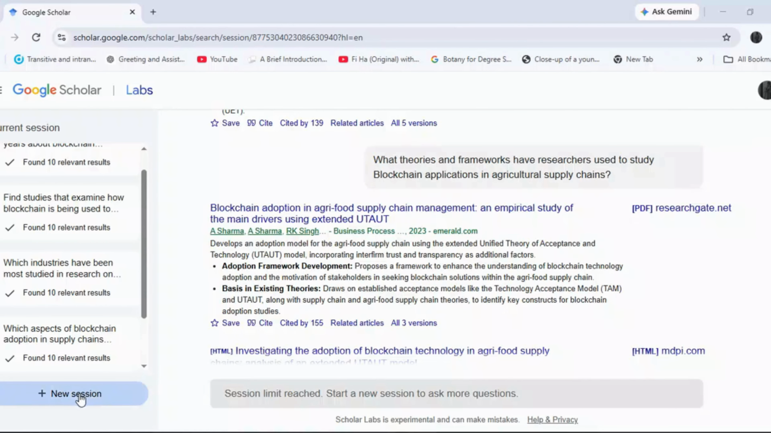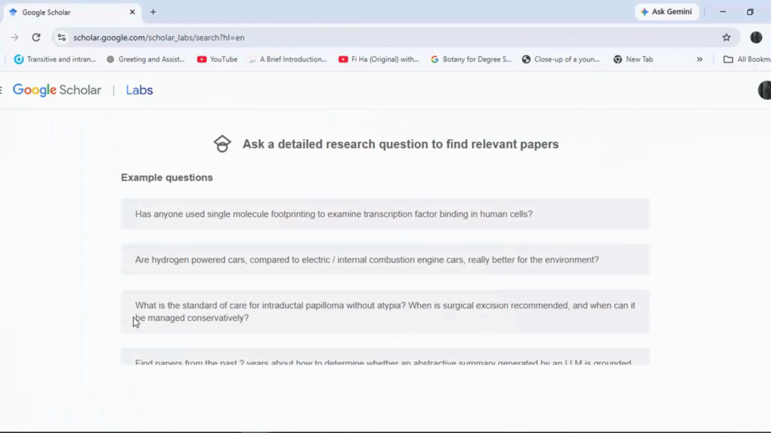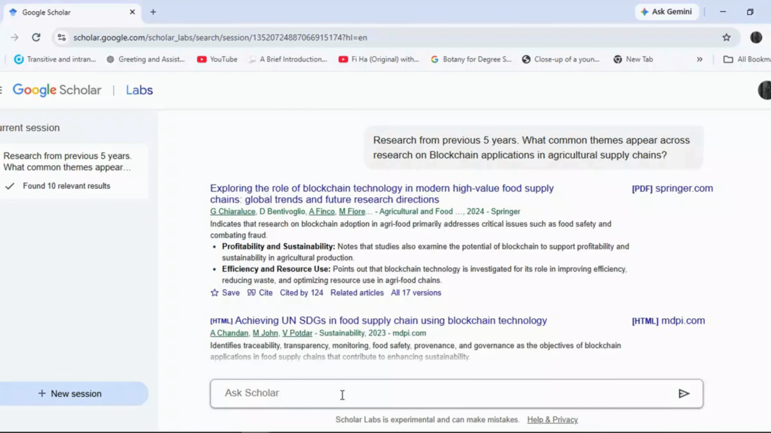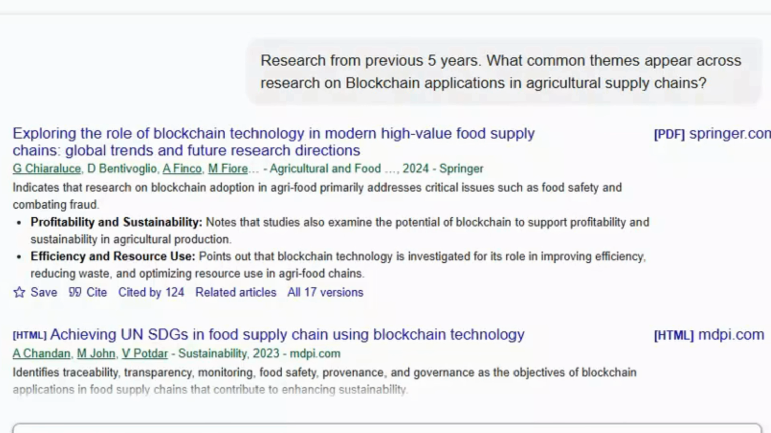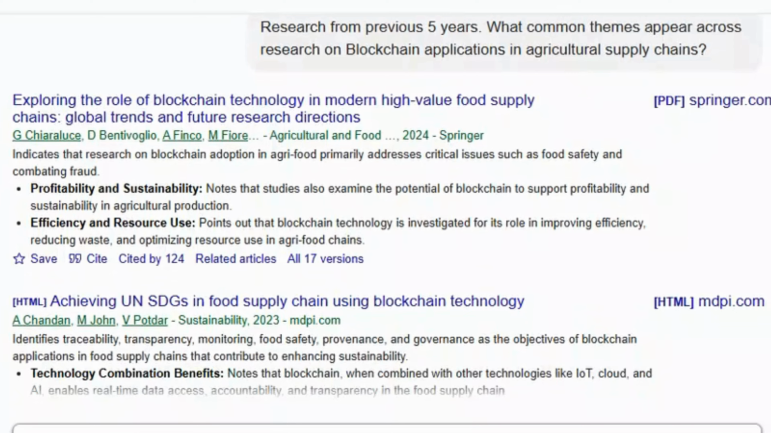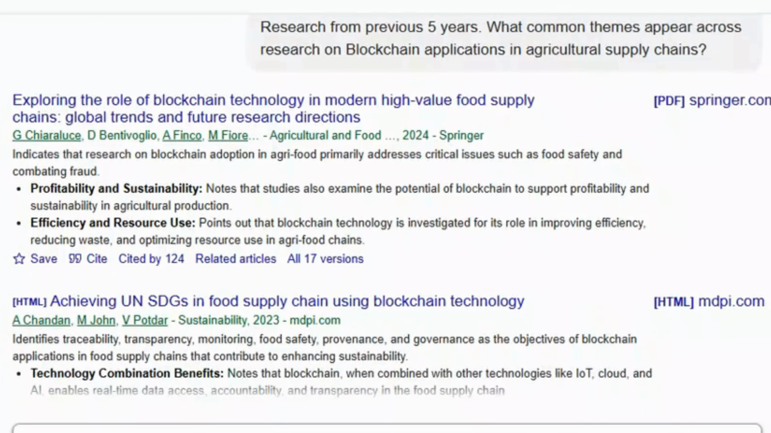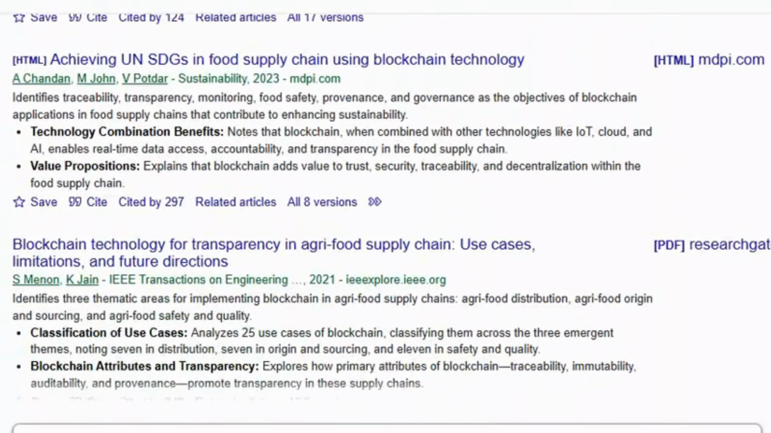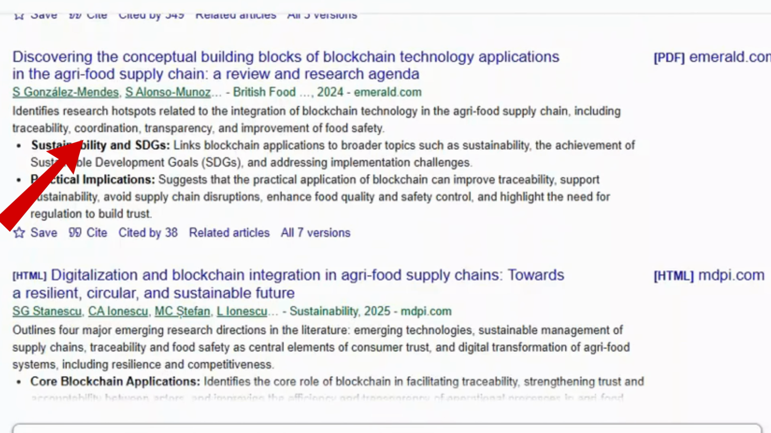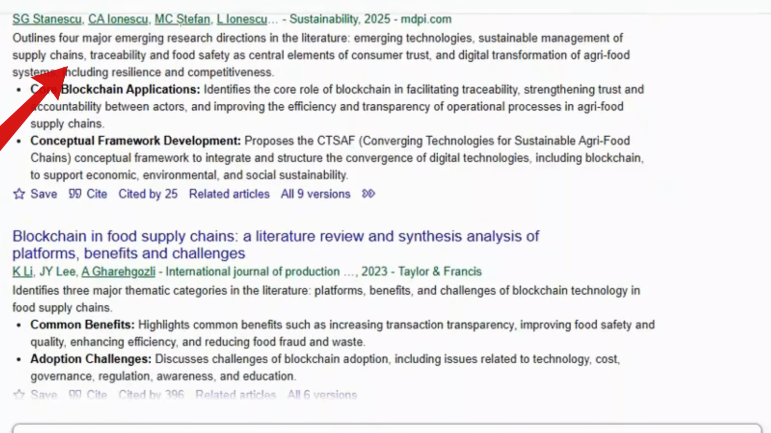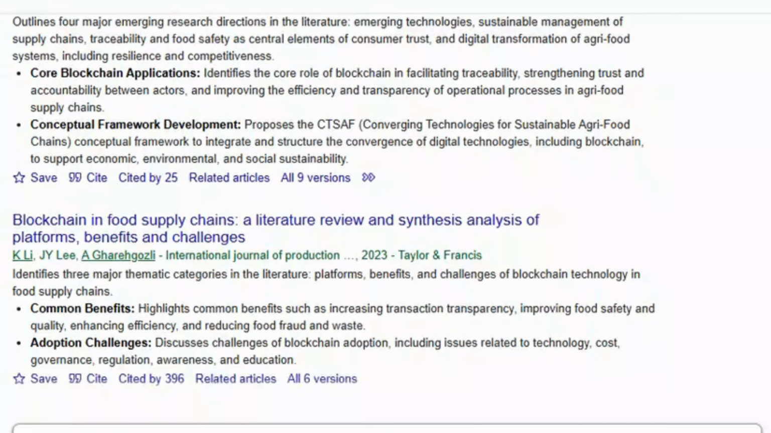A literature review is also mainly organized around themes, so the next question I asked is, what common themes appear across research on blockchain applications in agricultural supply chains? Now Scholar Labs has identified the themes discussed across the different studies. For example, this article identifies traceability, transparency, monitoring, food safety, provenance, and governance as important themes. Another article identifies similar themes, including traceability, coordination, transparency, and improving food safety. Another study focuses on sustainable supply chain management, traceability, and food safety as central elements related to consumer trust.